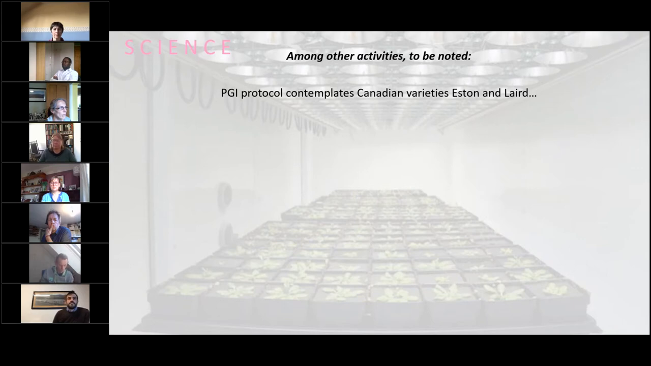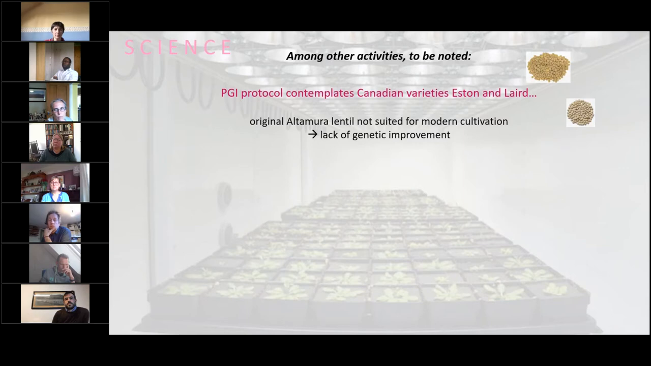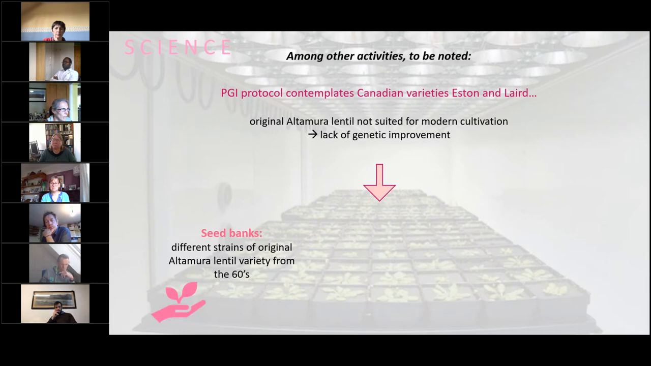At the beginning, Altamura lentil protocol was based on two Canadian varieties, Eston, a small one, and Laird, a big medium one. Why that? Because the original Altamura lentil genotype was not suited for modern cultivation, because when this lentil was abandoned around the 60s, 70s, there was not yet a genetic improvement for mechanical cultivation. So the consortium decided anyway to go deeper in this topic, and they collected Altamura strains from gene banks, strains that were given to gene banks in the 60s.